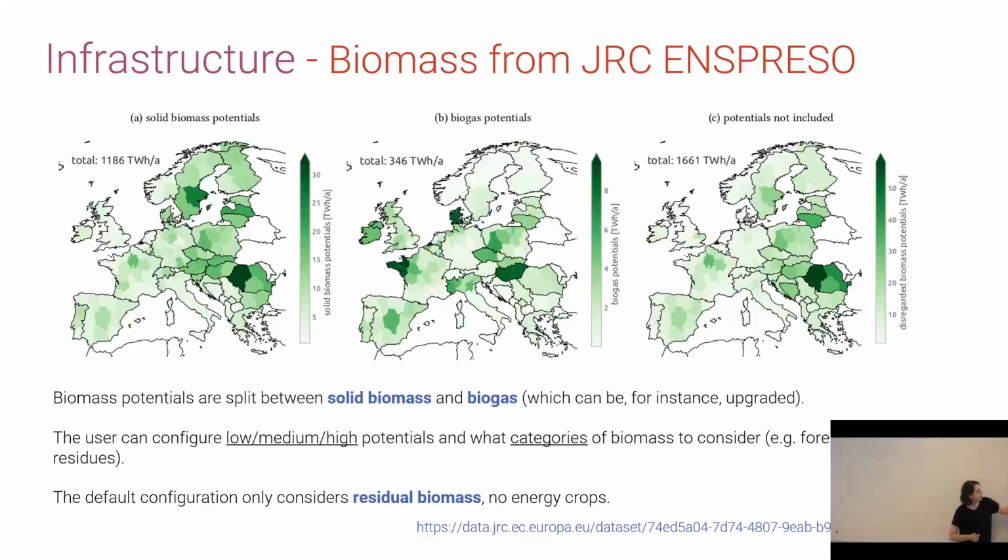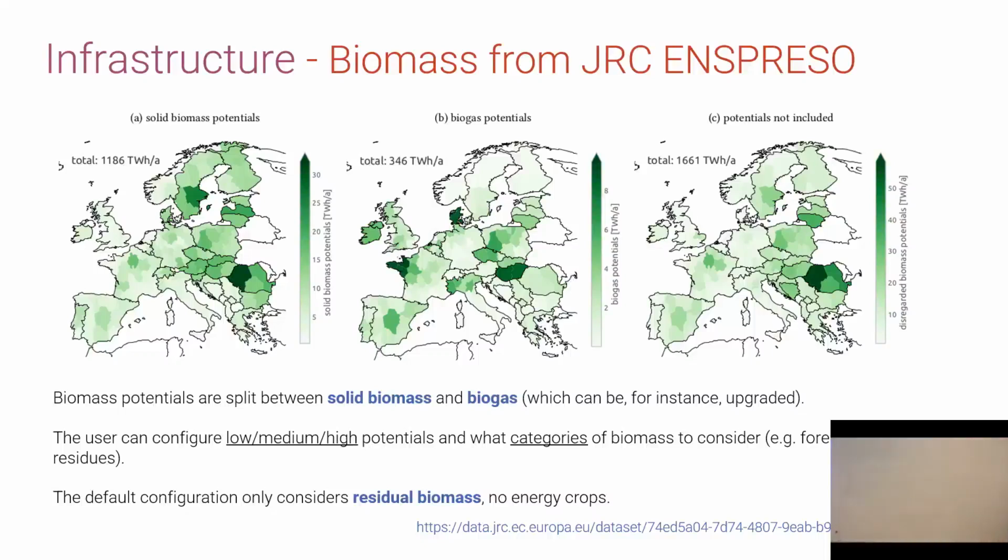So what I'm showing here are not the demands, but the potential, how much biomass can be utilized in every region. The database that we use is the ENSPRESO database from the Joint Research Center, which has different categories of biomass. What is happening in PyPSA-Eur is that the different categories are classified into three groups. This classification is based on what the biomass is used for in PyPSA-Eur.